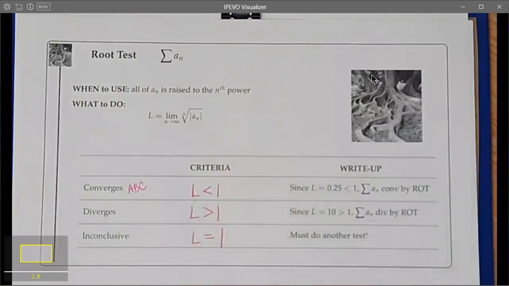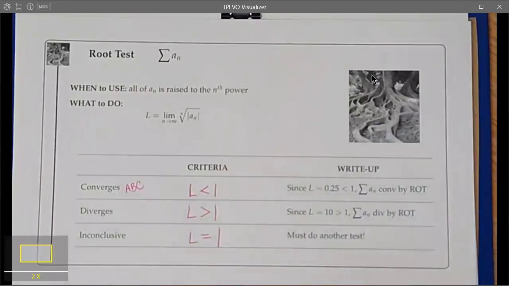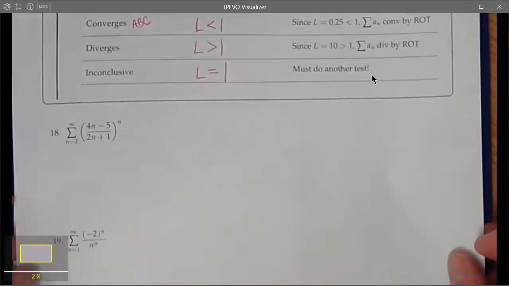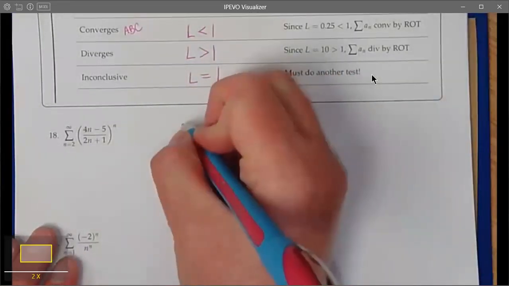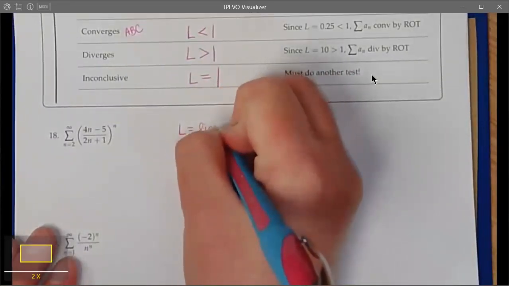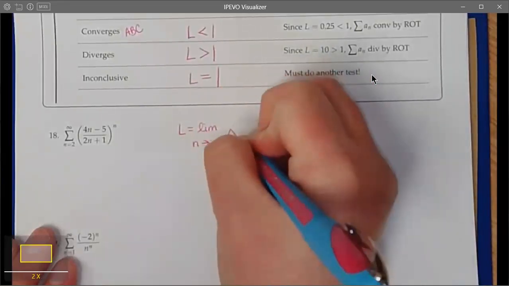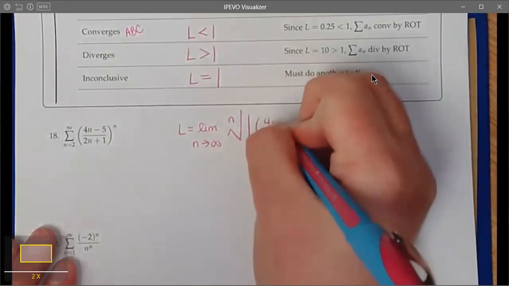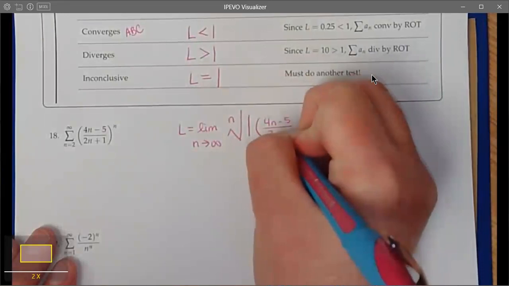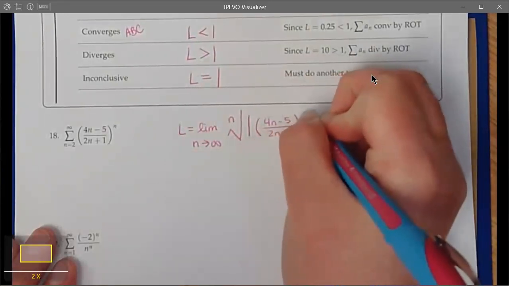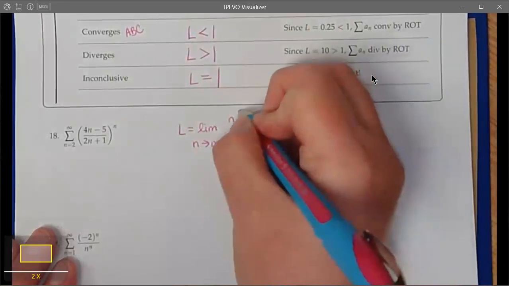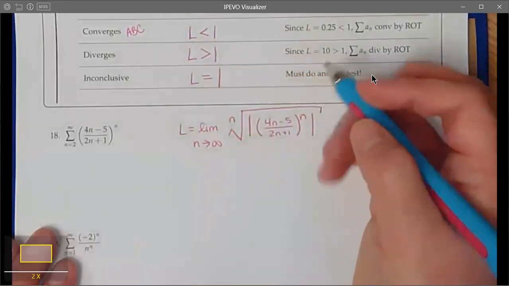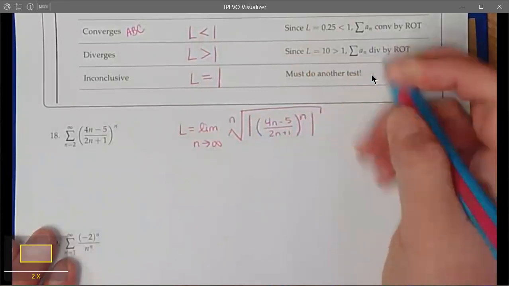All right, so let's give this a try. We have the series n equals 2 to infinity of (4n minus 5) over (2n plus 1), that whole thing raised to the nth power. So let me slide this up here. This is number 18. So L is going to be the limit as n goes to infinity of the nth root of the absolute value of (4n minus 5) over (2n plus 1), to the nth. We'll close out that absolute value there. So I have the nth root of something to the nth power.